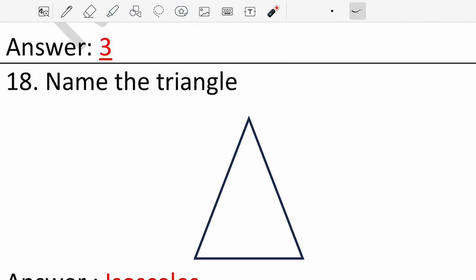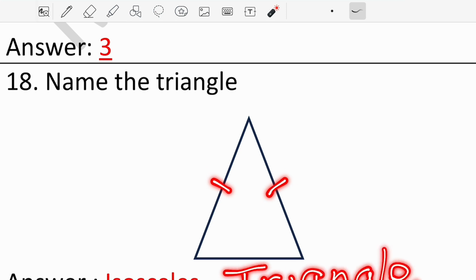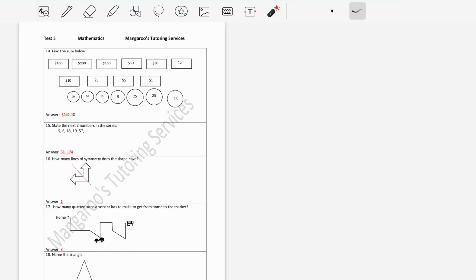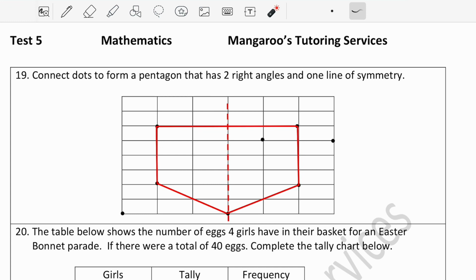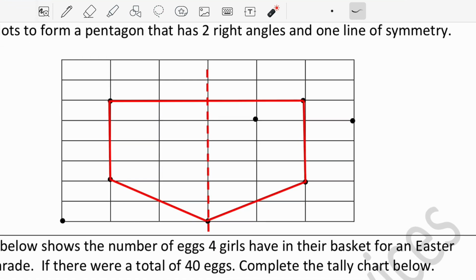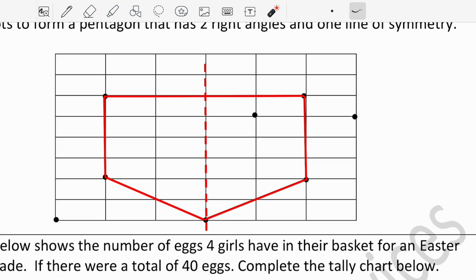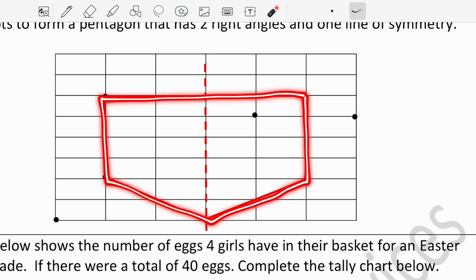Number 18, it looks as if this side is equal to this side. So that is an isosceles triangle. We can put the word triangle at the end. Next, connect dots to form a pentagon that has 2 right angles and 1 line of symmetry. So as far as I can see, there is only one answer. Right, a pentagon is a 1, 2, 3, 4, 5-sided shape, and the one that we drew has 2 right angles here and a line of symmetry this way.